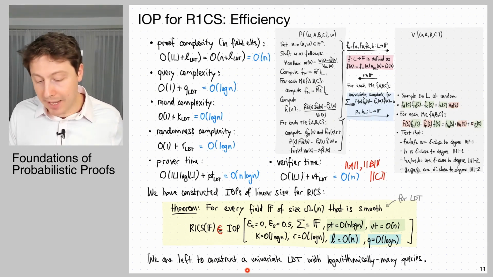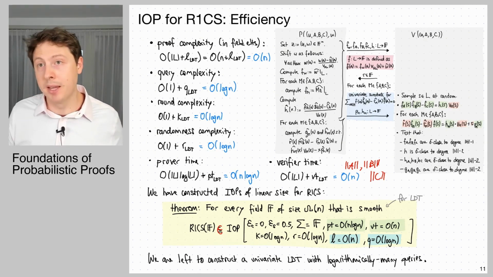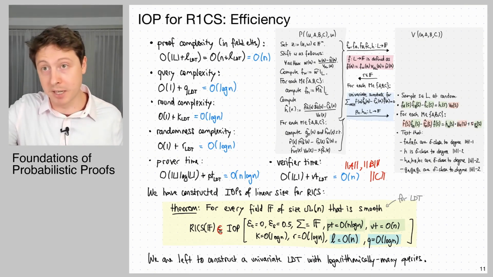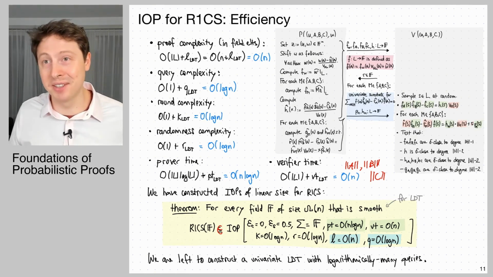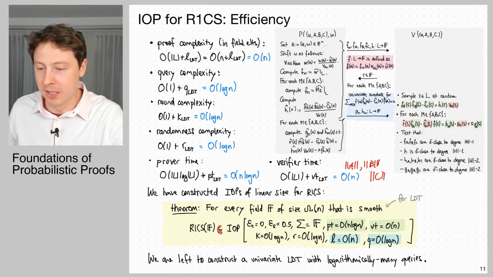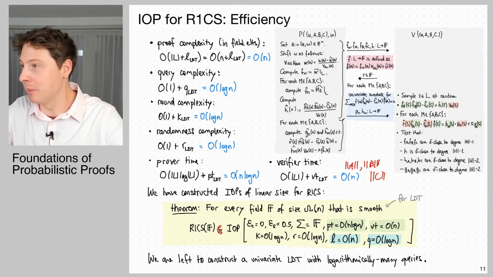So we are left to construct a univariate LDT with logarithmically many queries, okay? And because we're looking at univariate functions, we're going to need the prover to help us out because otherwise we can't expect to do less than D, but we want to do log D, okay? Okay, so this is a good time for me to stop the recording.